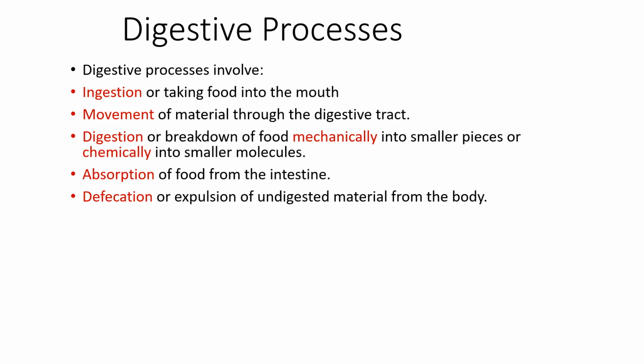And whatever's left over, we defecate from the large intestine into the rectum, into the anus. And that's how we get rid of waste materials, materials that we can't process, usually materials that are high in fiber, like the fiber from a corn kernel.